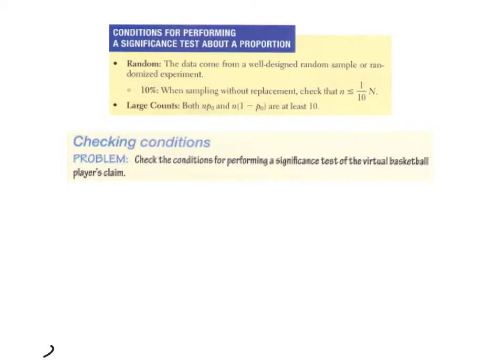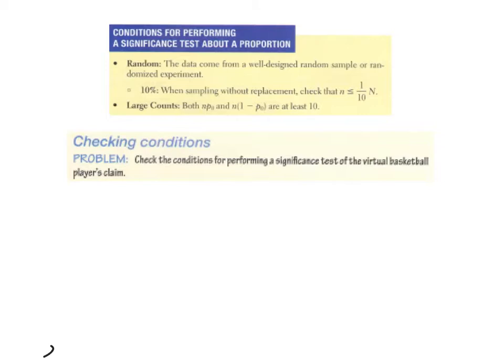Okay, so we're going to be looking at doing a significance test about a proportion. Keep in mind that your significance test is based off of your sampling distribution. The significance test is going to use sample data to measure the strength of evidence for our alternative hypothesis and against our null hypothesis, because that's what we're looking to do.